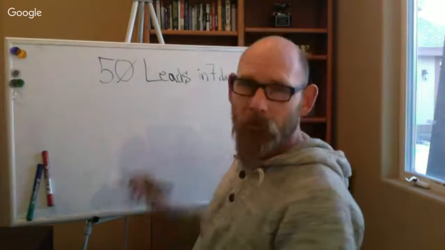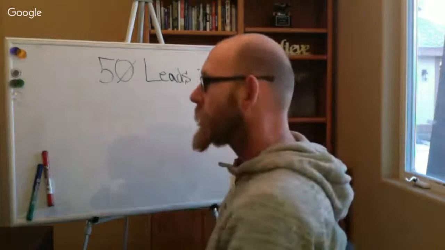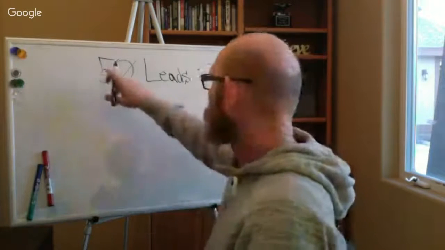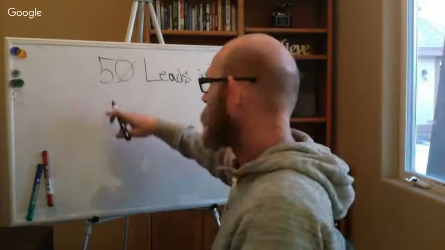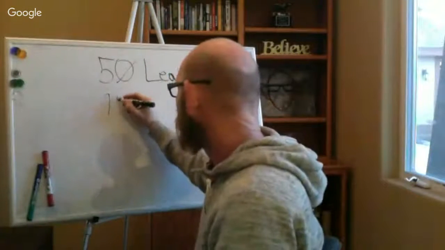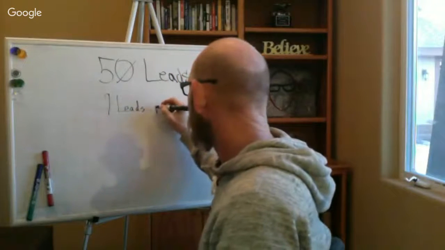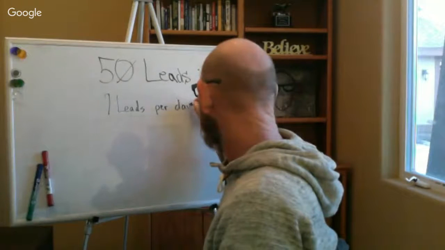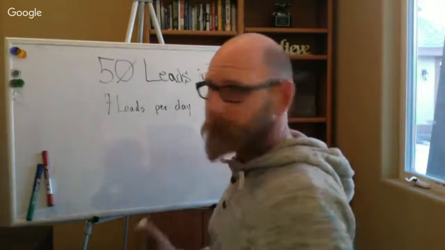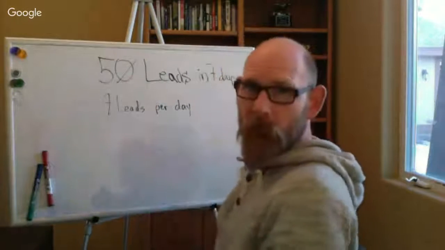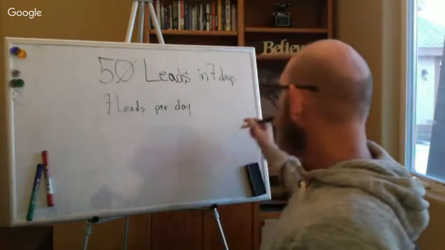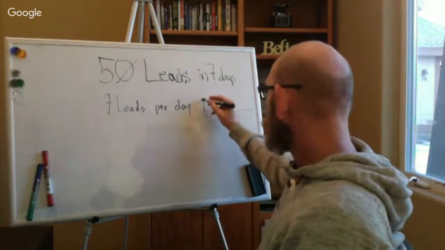Okay, so if we know math, we know 7 times 7 is what, 49? So that's about 7 leads a day, right? If we divide out 7 by 50, we're going to get 7 point something. So let's just say that we need 7 leads a day. That'll get us pretty close to our 7 leads per day. That's what we need to acquire. 7 leads a day at the end of a week is going to give you 50 leads.